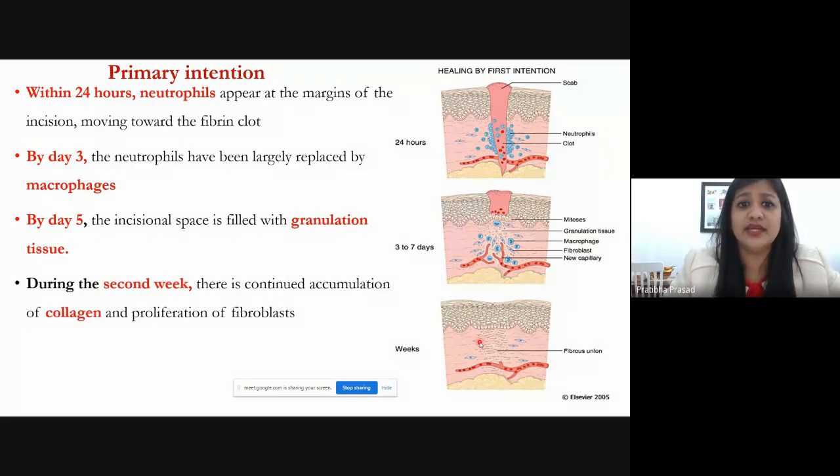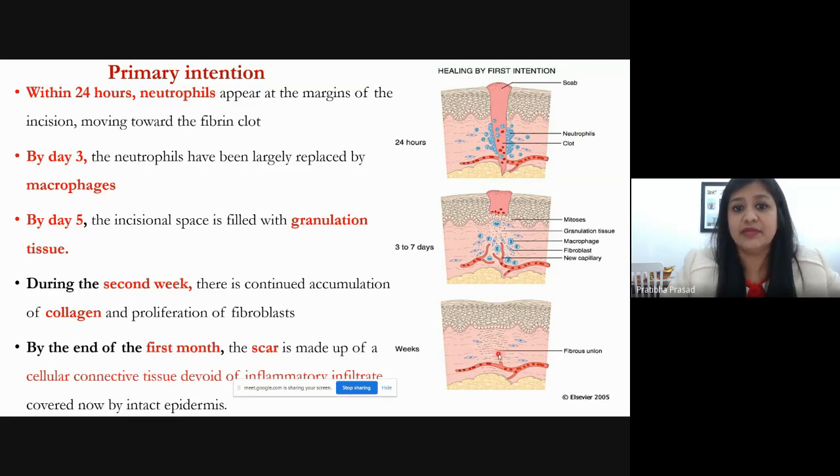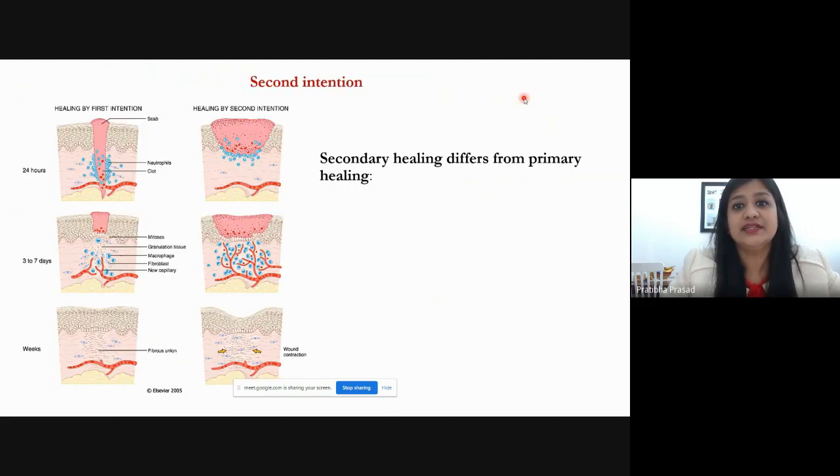By the second week, there is a lot of proliferation of fibroblasts. There is extensive deposition of collagen, as you can see here. And by the end of the first month, it is completely replaced, as well as the epithelialization is complete on the top. Can you see the difference? Yeah, so this is healing by primary intention. All this has happened because the wound edges were approximated. It was clean and uninfected. Let's see what happens in secondary intention.